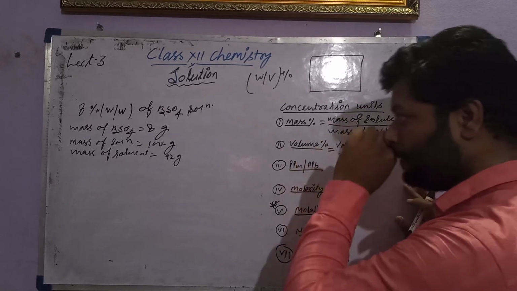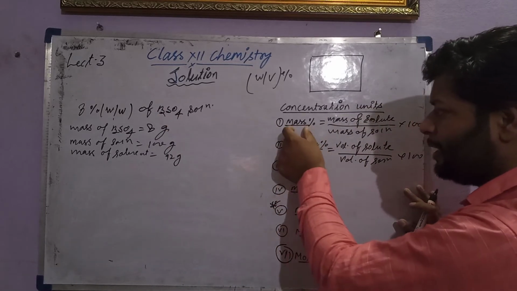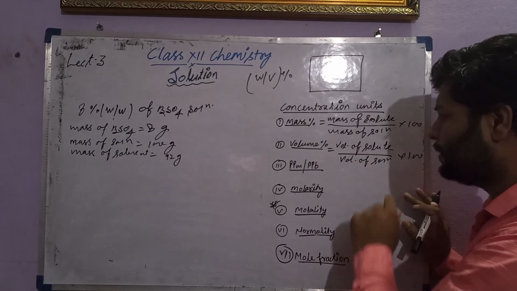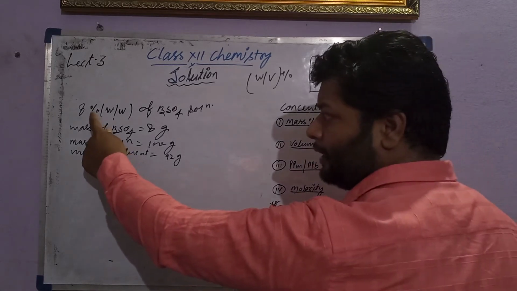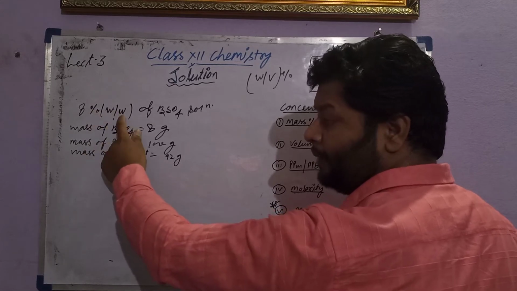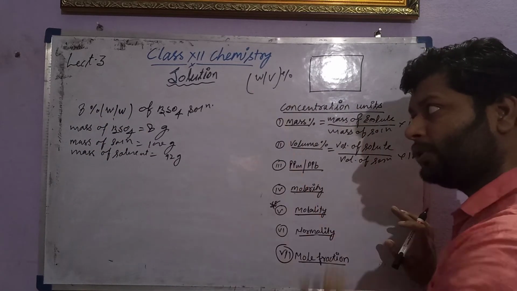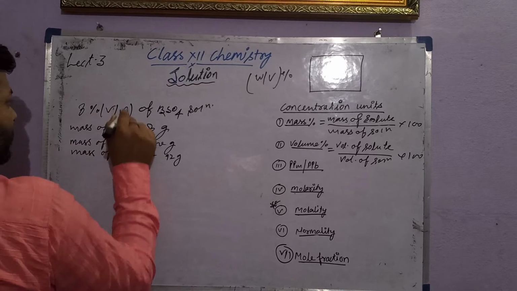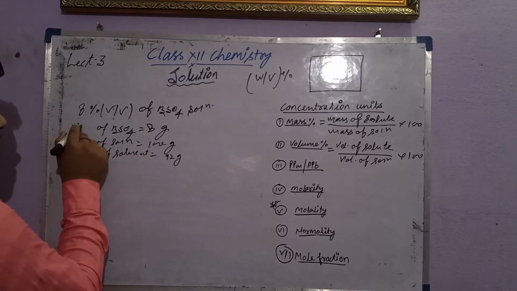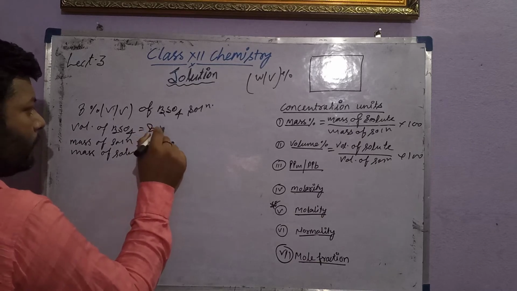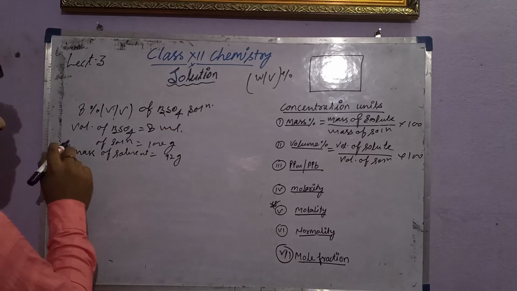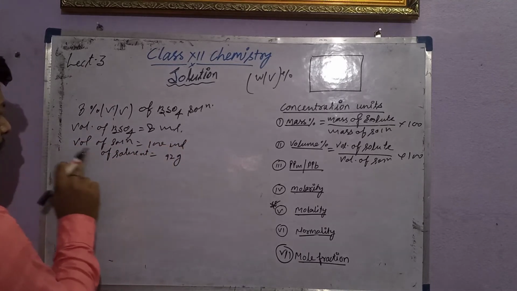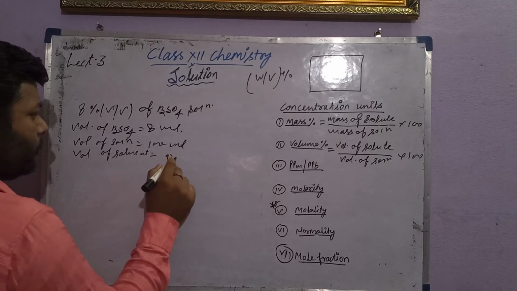Now we move on to volume percentage. If it is given as 8% V by V, the same question, it means the volume of H2SO4 is 8 ml, the volume of solution is 100 ml, and the volume of solvent is 92 ml.